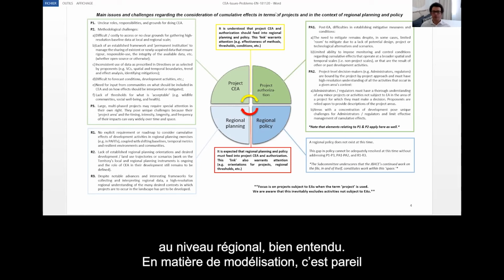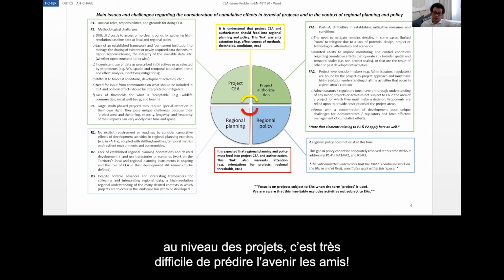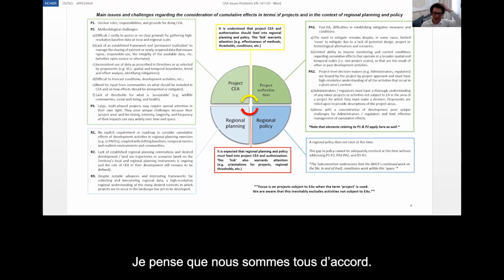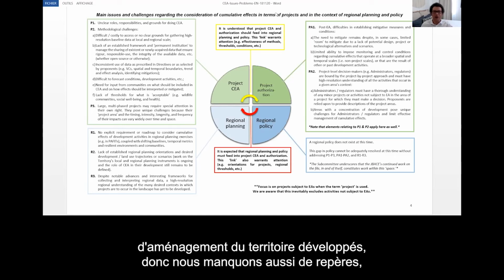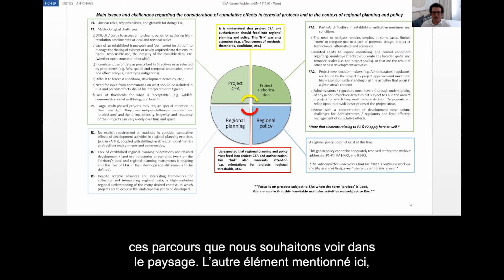In terms of modeling, well, it's the same at the project level. It's very hard to predict the future, folks. I think we can all agree. And at a regional level, for the moment, we don't necessarily have land use plans that are developed yet. So we're also lacking in the orientations and the desired trajectories for what we want to see on the landscape.